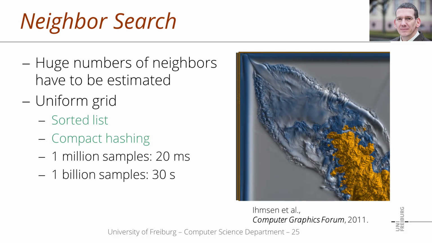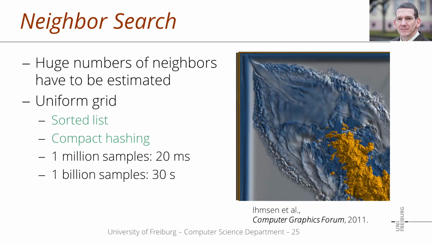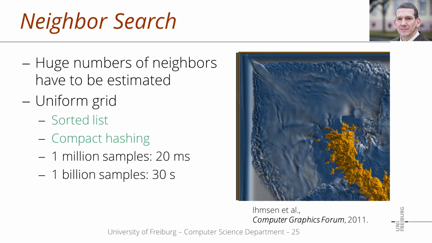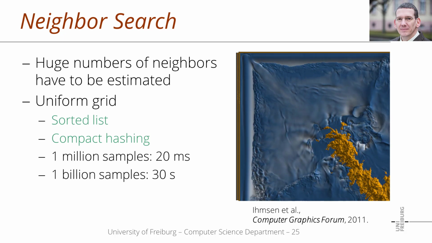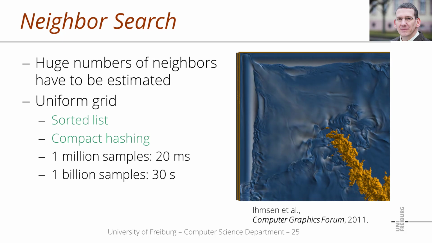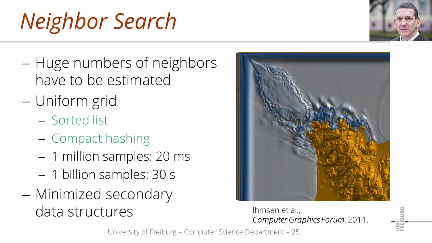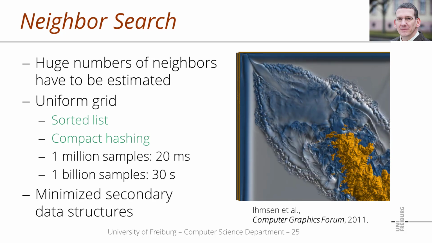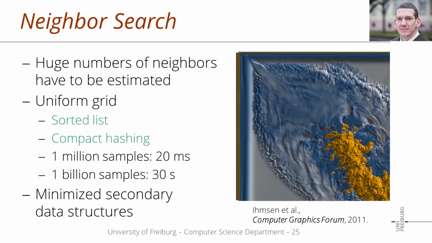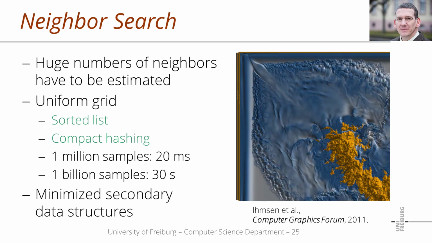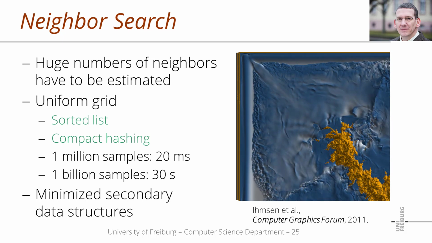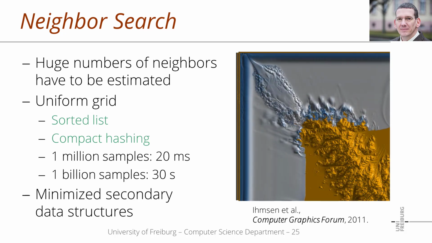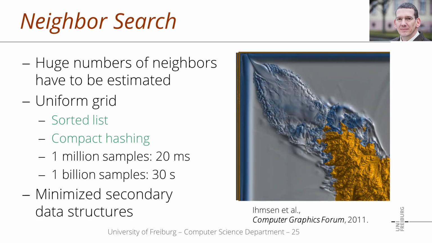In order to accelerate the search, we use acceleration data structures. And here we have a focus on uniform grids. Uniform grids are conceptually simple, but there exist a variety of possibilities to implement uniform grids. And here we have a focus on sorted lists and compact hashing. Another important aspect of our research is the optimization of so-called secondary data structures. When we use acceleration data structures, then we typically build additional data structures. So in each simulation step, we generate an additional data structure that we query to accelerate the search. And here our goal is to actually minimize these secondary data structures in terms of computation time and memory consumption.